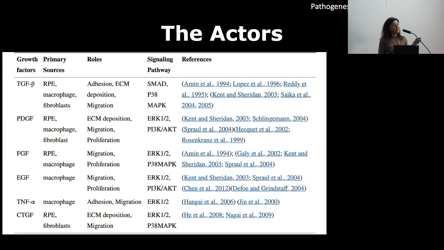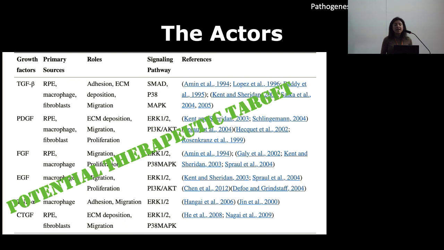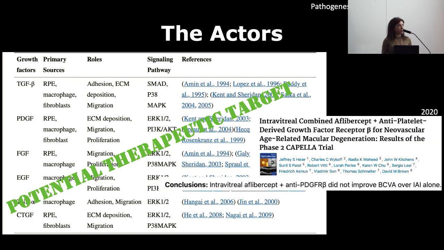So this is a list of all the cytokines and growth factors that have been extensively explored. These are of interest because each of them can potentially become a therapeutic target to combine with anti-VEGF in order to limit and reduce the risk of fibrosis. But unfortunately, none of them has ended up with satisfactory results in clinical trials.